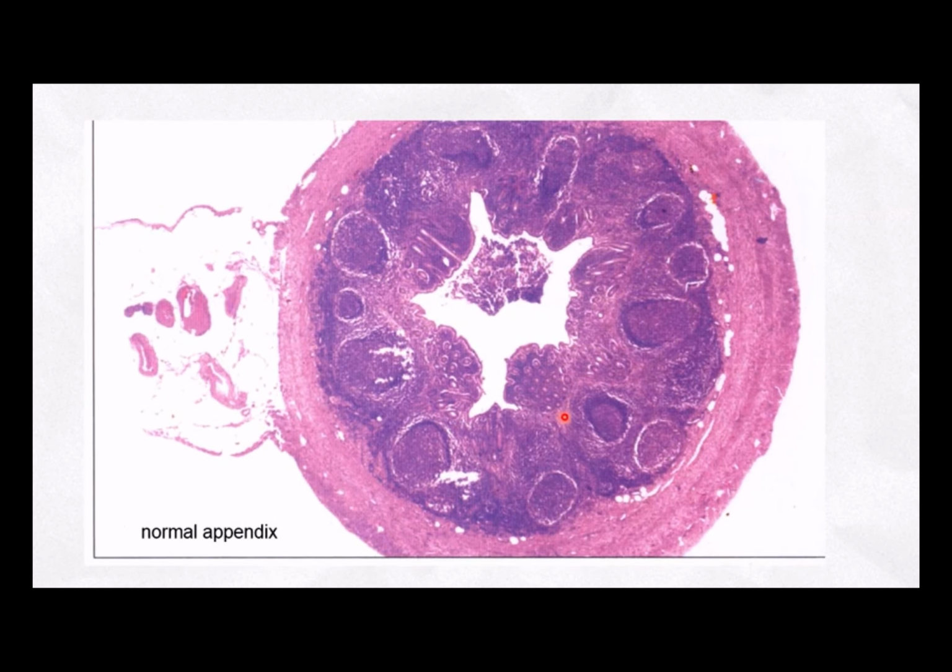This image shows a cross-section of a normal appendix. This is the wall of the appendix. The wall is composed of 4 layers: mucosa and submucosa, muscular layer, and serosa. This is the lumen of the appendix, and here is the periappendiceal fat tissue.